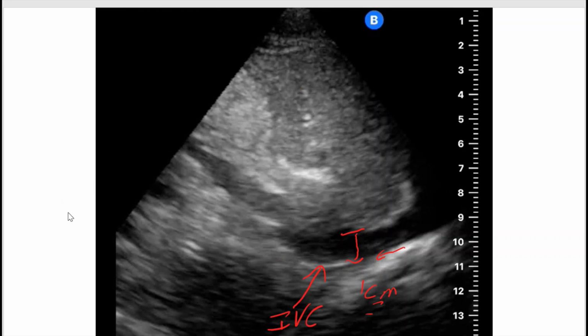Here we have a still image of the IVC. To measure the IVC, we come in about 1 centimeter from where the opening of the IVC is, and then you measure from the inferior walls. So for this IVC, it's about 1 centimeter in diameter.